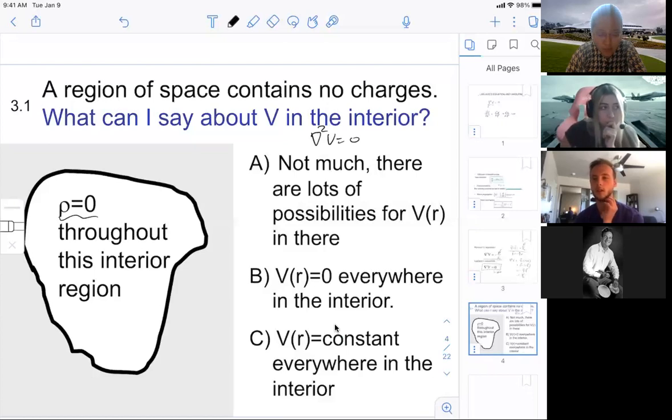And if you think the potential is 0 inside, can you tell us why? And if you think it's constant, can you tell us why? Or if you think there are more than those two possibilities?